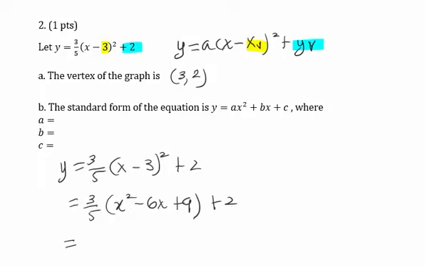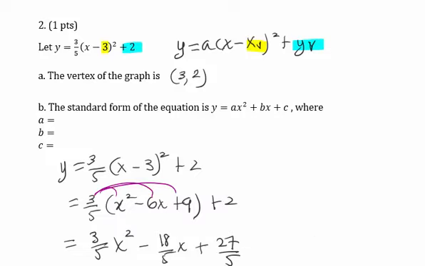Next, distribute the 3/5. So we get 3/5 x squared minus 3 times 6, so 18/5 x, and then plus 3 times 9, so 27/5, and then a plus 2. And lastly, we're going to combine like terms. The like terms in this expression are those constants at the end.